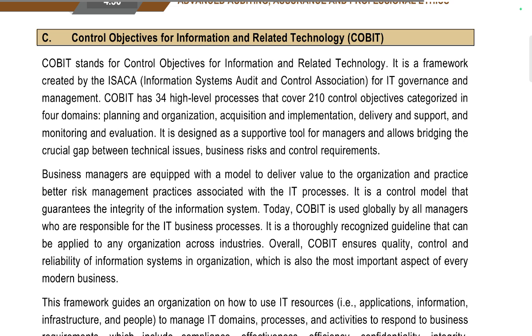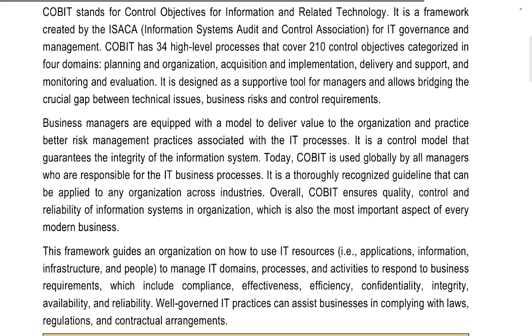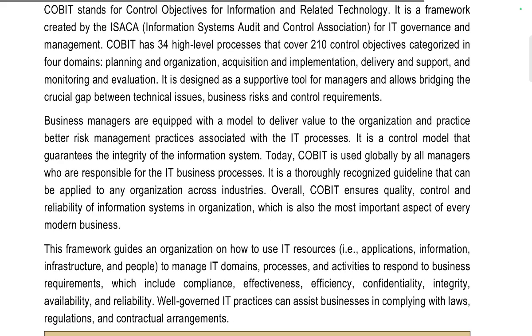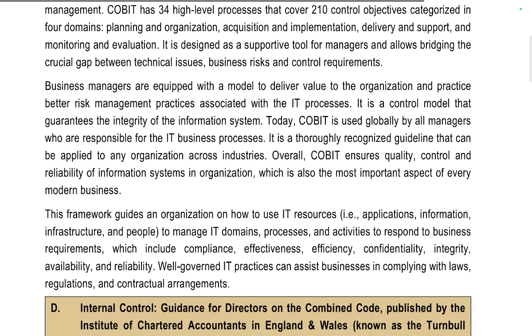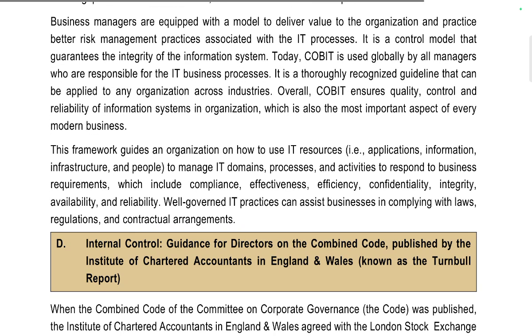It is designed as a supporting tool for managers and bridges the crucial gap between technical issues and business controls and control requirements. Business managers are equipped with a model to deliver value to the organization and practice better business management practices associated with IT processes and controls. That is a guarantee of the integrity of information systems. Today, COBIT is global. All managers are responsible for IT business processes. It is a widely recognized guideline that can be applied to any organization. Overall, COBIT ensures quality, control, and reliability of information systems in an organization.